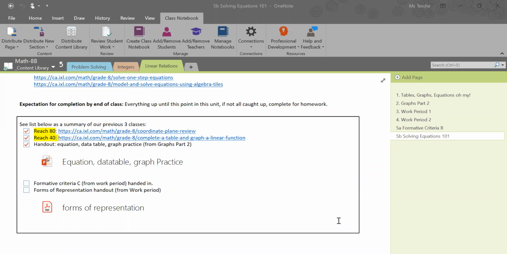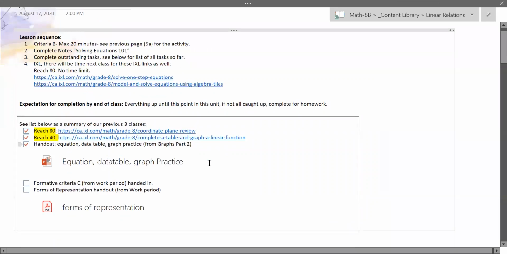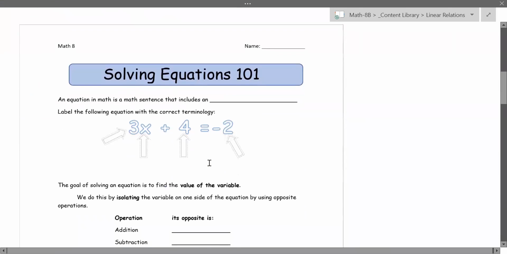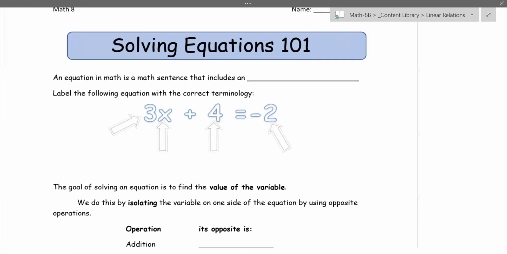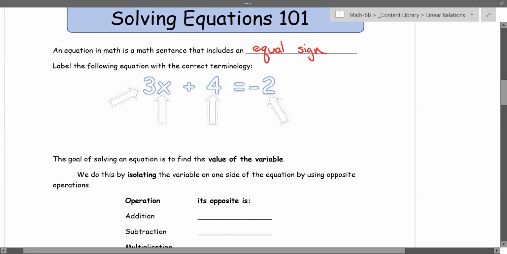Okay, so today we're on page 5B, Solving Equations 101. I'm just going to do a quick review of the notes and the terminology to help us when solving equations again. So an equation in math is a math sentence that includes an equal sign, versus if there's no equal sign, we'd call that an expression. So we've already done this terminology this year. This is a little bit of a review.